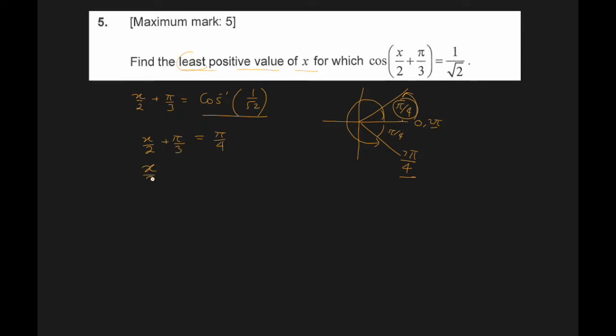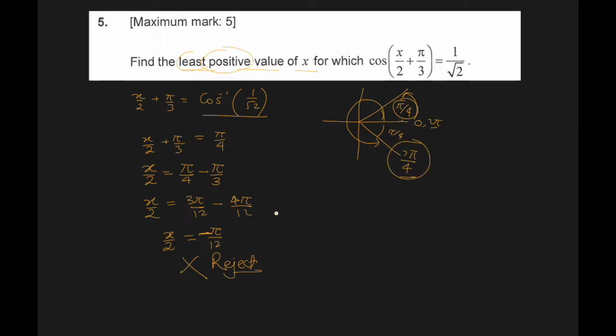So we need to isolate x, so x over 2 will stay here, and pi by 4 minus pi by 3, no. This will not give us a positive number. Let's see, x over 2 equal to how much? 3 pi over 12 minus 4 pi over 12. Yes, it is negative pi over 12. Half of x is negative, so x will also be negative, so no. This answer has to be rejected. No need to do it further because it is giving us negative. They're clearly saying least positive. That means we have to use 7 pi by 4.